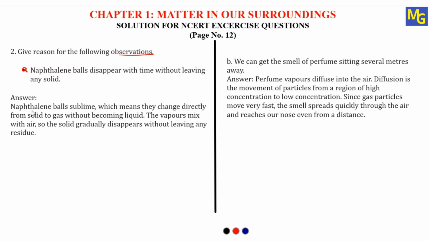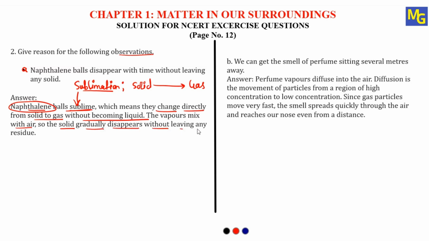So the answer is: naphthalene balls sublime. What is sublimes? It is nothing but sublimation. Sublimation is the conversion of a solid directly into gas without undergoing any liquid state. So these white naphthalene balls which we keep in the cupboard undergo sublimation. They change directly from solid to gas without becoming liquid. The vapors mix with air, so the solid gradually disappears without leaving any residue.